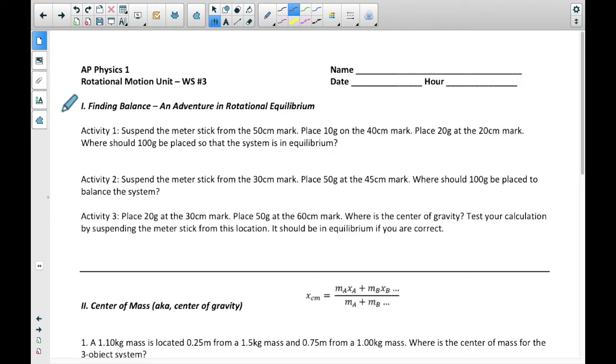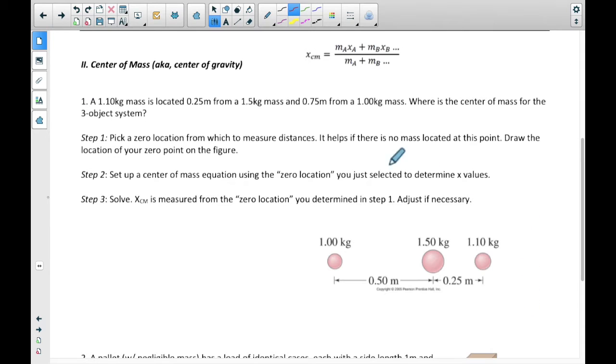Hi guys, this video is going to continue to talk about the concepts of torque and rotational motion. In this video, we are specifically going to be talking about the center of mass, also known as the center of gravity. Those two phrases really mean the same thing. We might be using those phrases interchangeably.